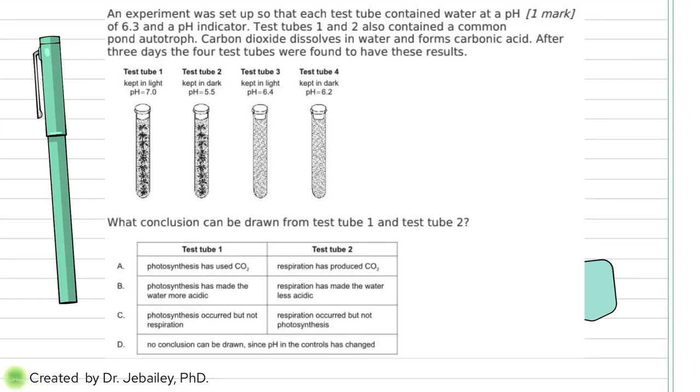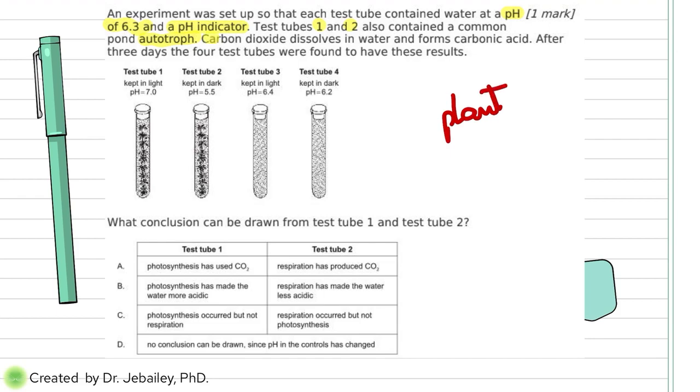So one of the things that comes from cell respiration is definitely they're going to put graphs or any comparison with photosynthesis. So it's very important that you know photosynthesis as well as cell respiration. This question is combining 2.9 and 2.8, and I decided to put it here. If you haven't done 2.9, it's okay, but I'm going to go through this assuming that you have learned photosynthesis, okay? This experiment was set up with each test tube containing water of a pH of 6.3 and a pH indicator. Now test tubes 1 and 2 also contain a common pond autotroph. When they say autotroph here, we're talking about a plant. So they put a plant in both.